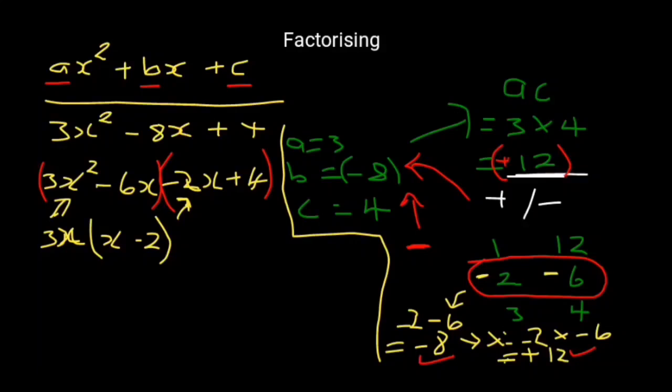Next bracket, we have minus 2x plus 4. 2 is the common factor, as a matter of fact. But because our 2 is negative, we're going to put our negative outside of our brackets.